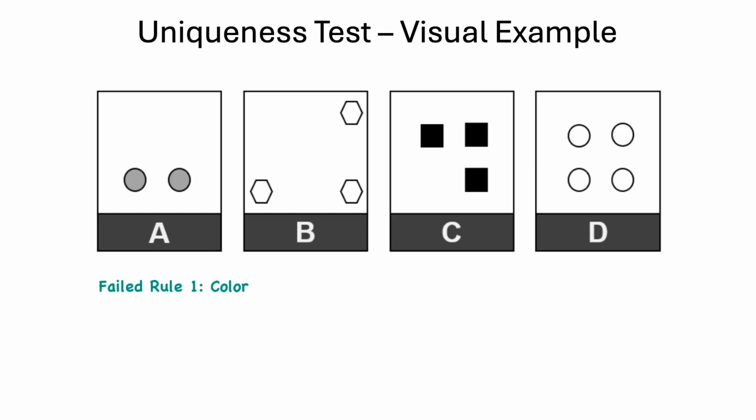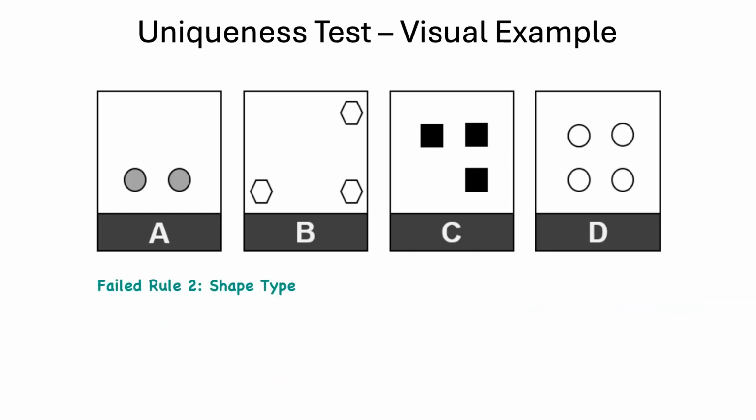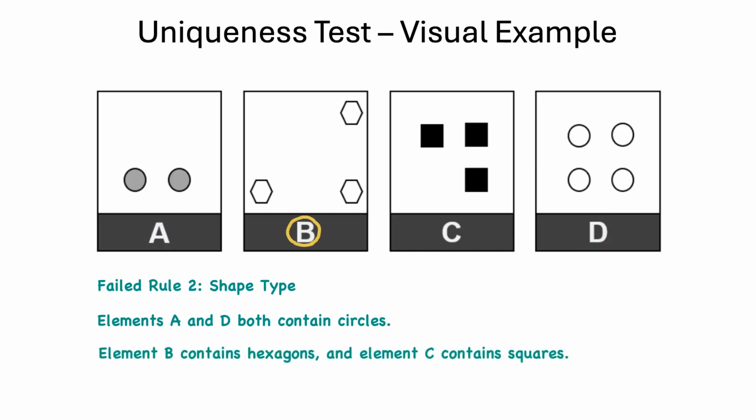So if we look at our elements, we see that elements B and D are both filled with white. Then C is filled with black. However, A also stands out compared to B and D. It's filled with gray. And therefore, neither A nor C is unique, and the color rule does not pass the uniqueness test. Next, we can look at failed rule number 2, which is shape type. Now here, we see elements A and D both have circles. Then B contains hexagons and C contains squares.